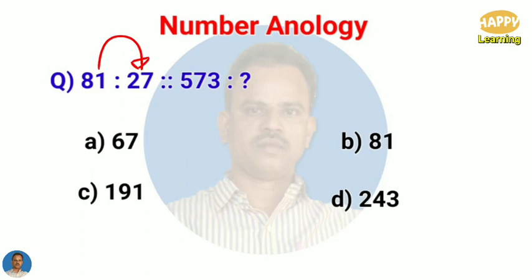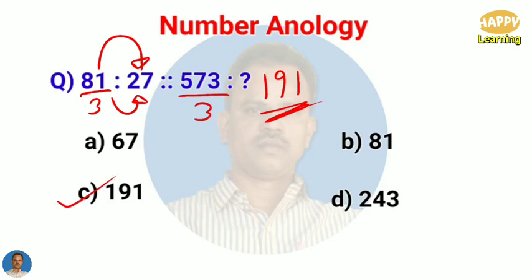27 threes are 81, so 81 by 3 gives you 27. Similarly, 573 by 3 gives 191. So 191 is the answer. Okay, right.